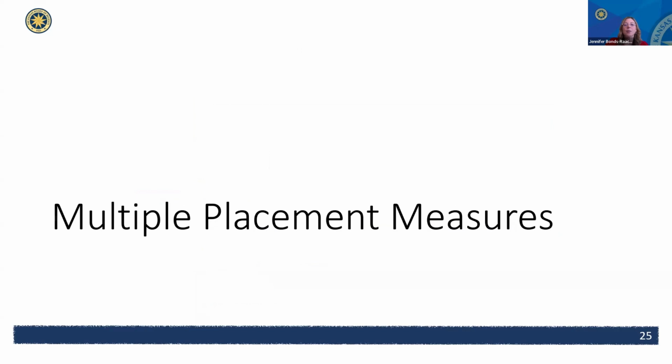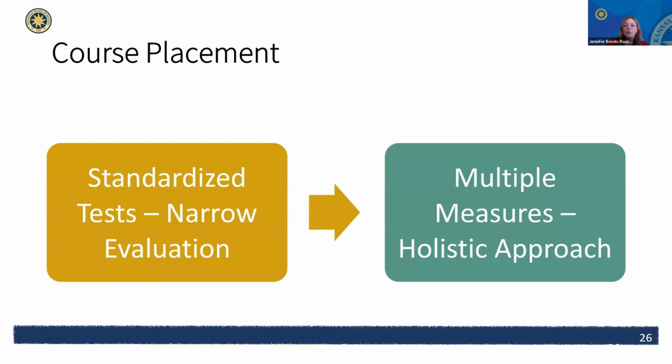Now we will shift our focus from Gateway Math courses to multiple placement measures. This is another important aspect of our Math Pathways work. Starting with a philosophical approach to course placement, traditionally higher education institutions have relied on standardized tests to place students into Gateway Math and English courses. While these assessments have their place, relying solely on a single test score offers a limited evaluation. A more holistic approach uses multiple measures for course placement, such as the ACT/SAT subject scores, completion of a specific high school course, or achieving a certain high school GPA. This approach has proven to be a better predictor of college success and helps reduce unnecessary developmental education placements.